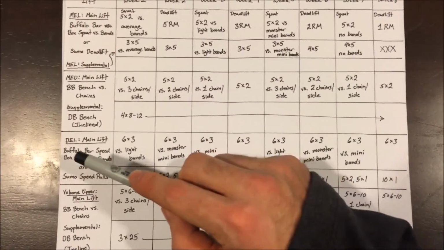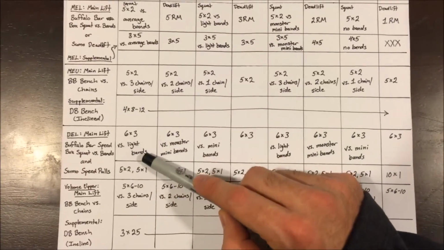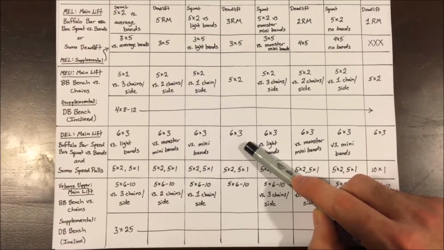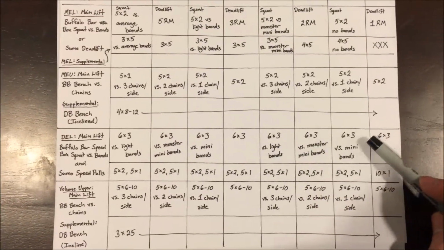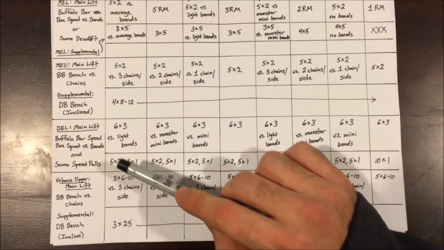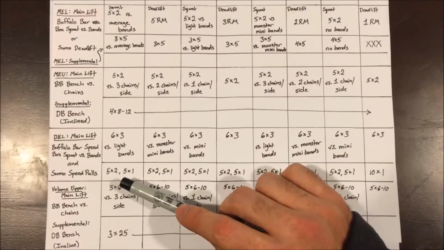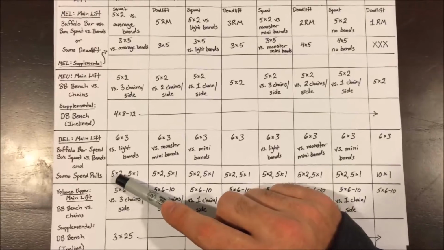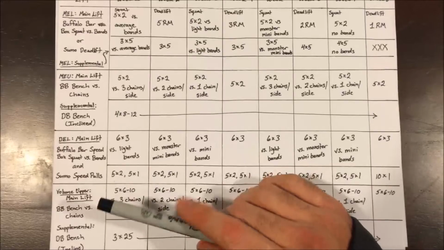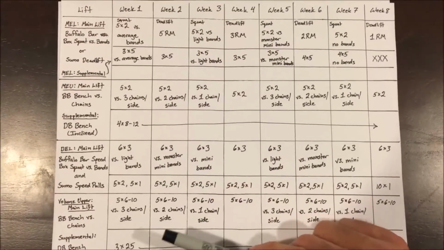For the dynamic effort lower days with the buffalo bar, it's going to be against band tension again, gradually decreasing up until it's just the bar and the plates, and we're going to repeat that cycle for the second half after the first half. And for the speed pulls following the squats on the dynamic effort lower day, I'm going to do 5 sets of 2 followed by 5 sets of 1.